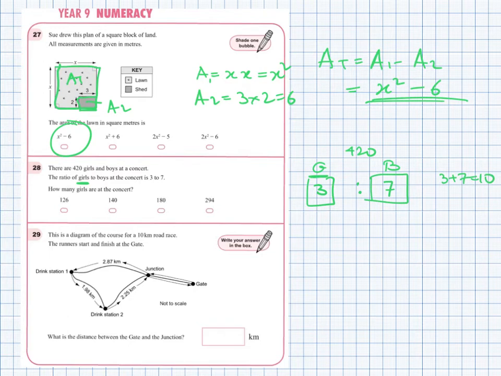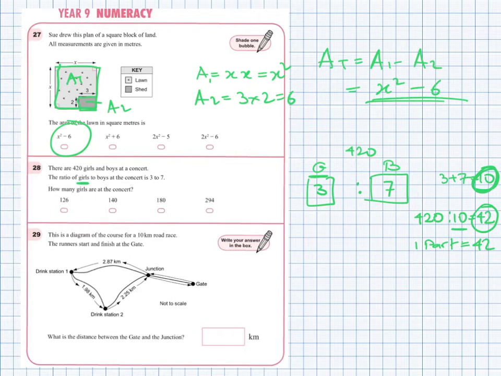So 10 parts. If we had to find how many people represent one part, we would go, okay, 420 divided by 10, and it's equal to 42. Why divided by 10? Because all together is 10 parts. So we add the parts of girls and boys. Now this one means that one part is 42.